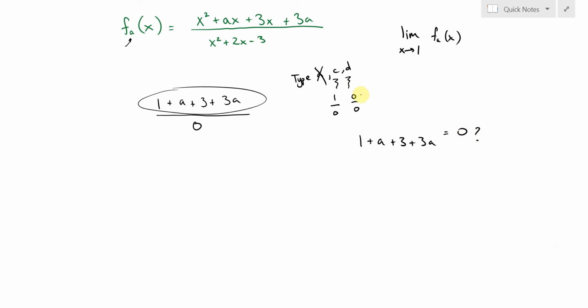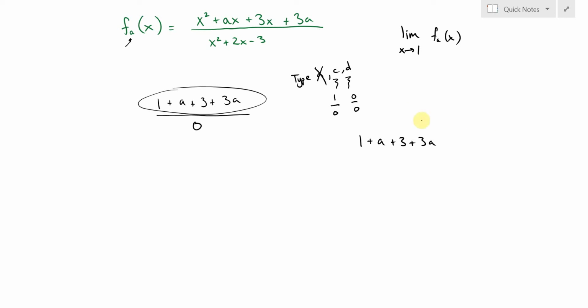Because if it's 0, then it's an indeterminate type problem, and we have to do some more calculation, some algebraic manipulation to simplify it. But if it's type C, if it's a finite number, this numerator is not 0, then it's going to be an infinite asymptote. So we can think about these things separately. So is this equal to 0 or not?